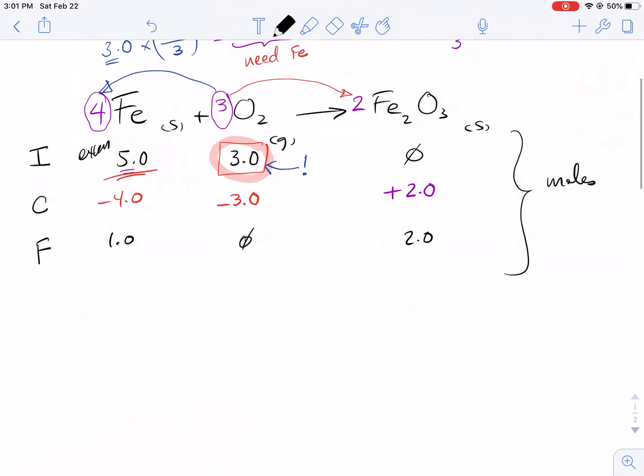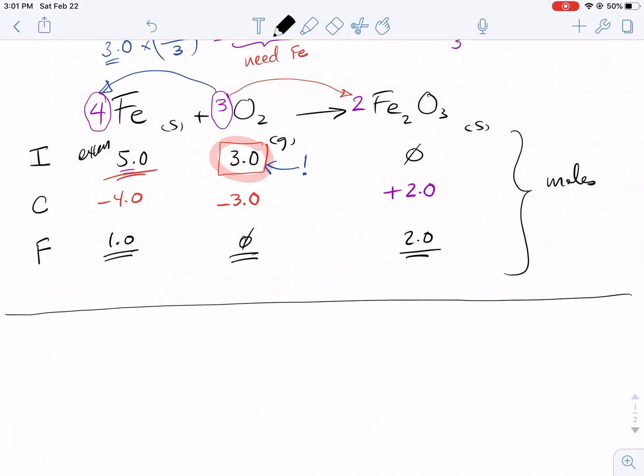There it is. You found that after the reaction, you have 2 mole of iron trioxide. All of your oxygen is reacted, with 0 moles left over. And the iron being in excess, you have 1 mole of iron left over. So that's how you want to do this one.